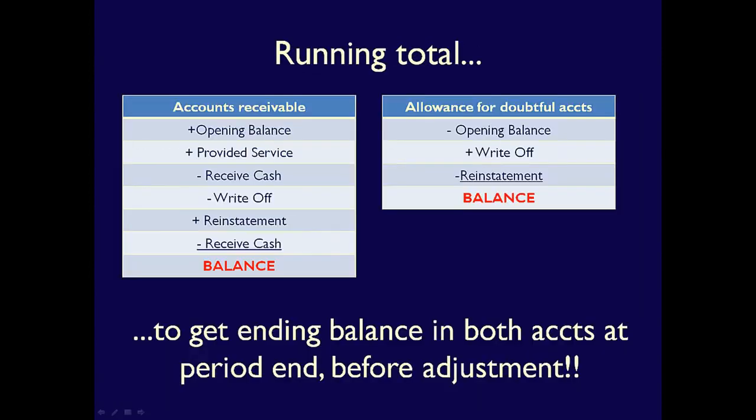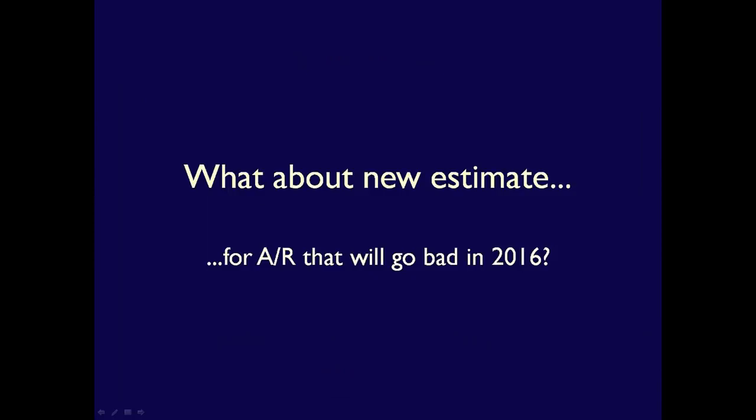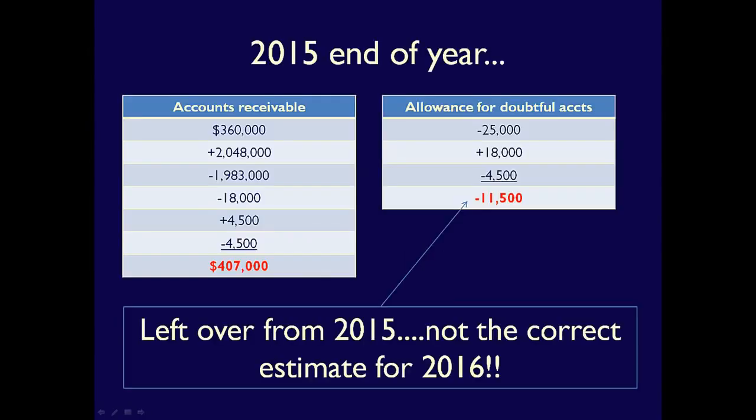If we flow all of this through our running total, we get the ending balance before adjustment in both the accounts receivable and the allowance for doubtful accounts at period end. So, we're done, right? Well, not exactly. What we don't know yet is what methods we can use to determine a good estimate of what will go bad in the future from our accounts receivable. The $11,500 we have in the allowance for doubtful accounts is just a leftover. It does not represent what we think will go bad for our new accounts receivable.